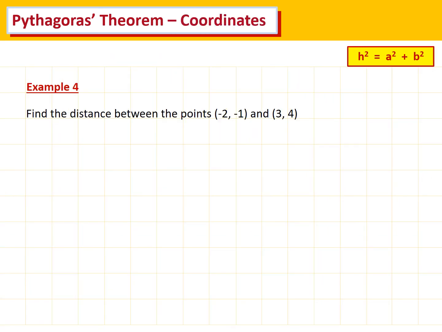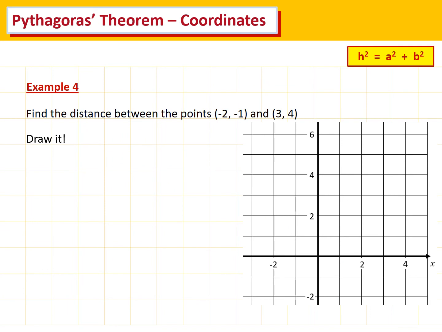And finally, example 4, find the distance between 2 coordinates. Absolutely key. We must draw the diagram, so a little sketch of where those coordinates are. And when we draw the diagram, -2, -1 would be there, which I've called point P, and 3, 4 would be there, which I've called point Q. Now, to get from P to Q, in order to give us a right angle, we can go straight up and straight across. And if we count squares up, it's 5 squares up and it's 5 squares across.